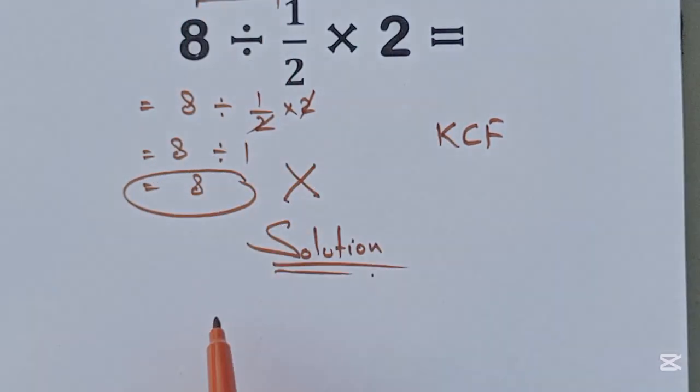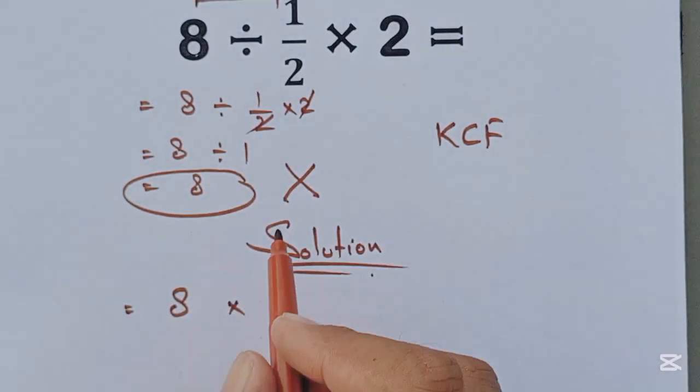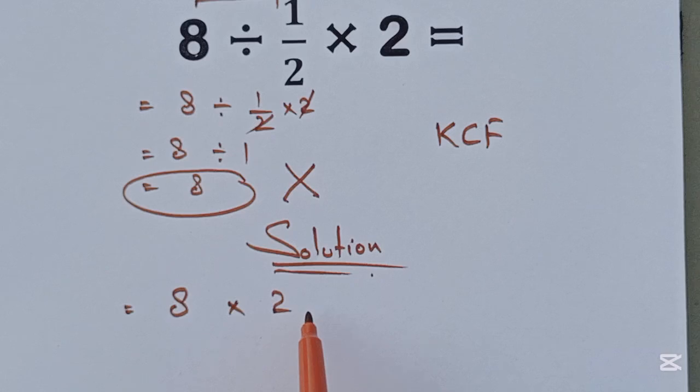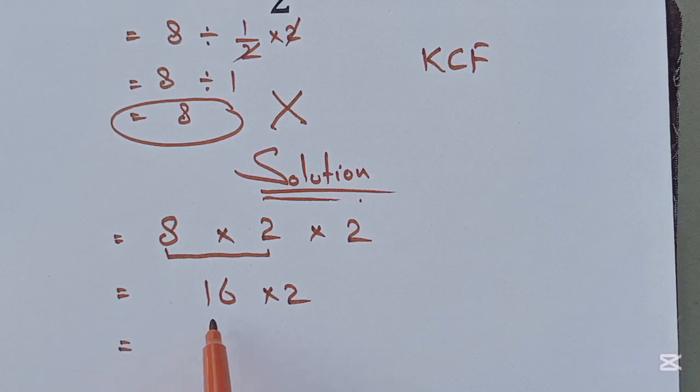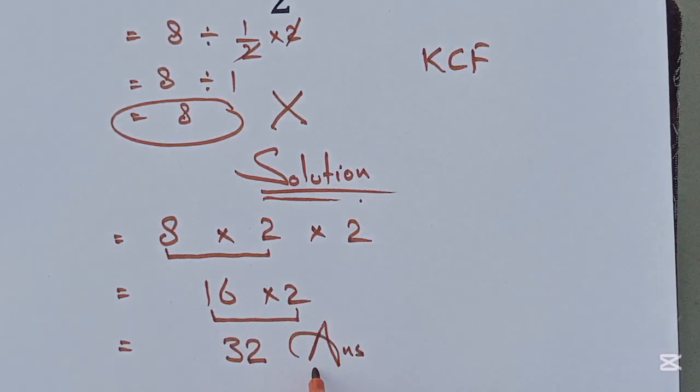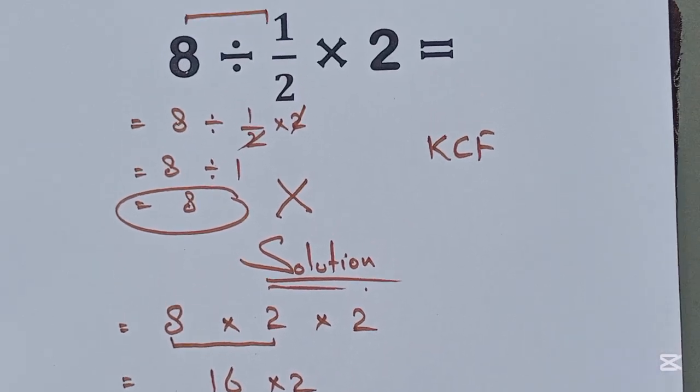We will write this 8 as it is, change the division sign into multiplication, and flip this 1/2 into 2, and lastly, times 2. Easy, right? Now we will do the left side multiplication first. 8 times 2, which gives us 16, and this times 2. Now we have 16 times 2, which equals 32. Done. This is our final answer to the above question.